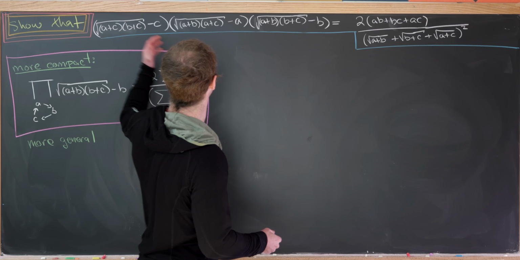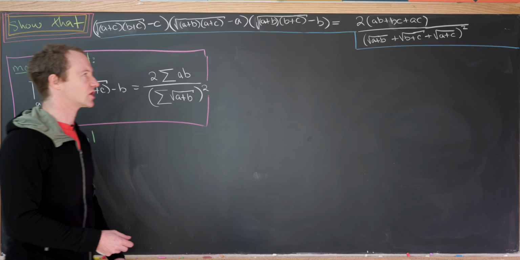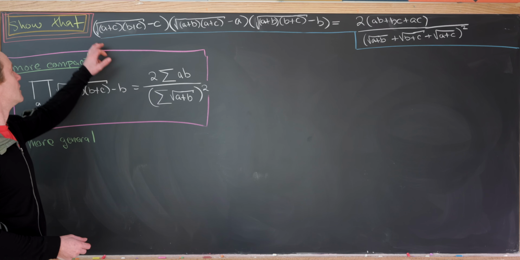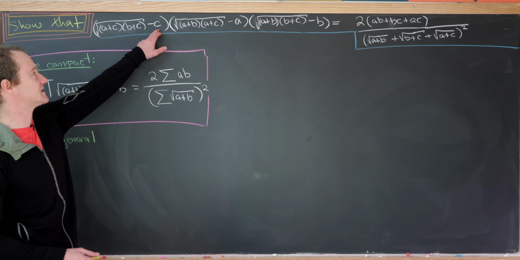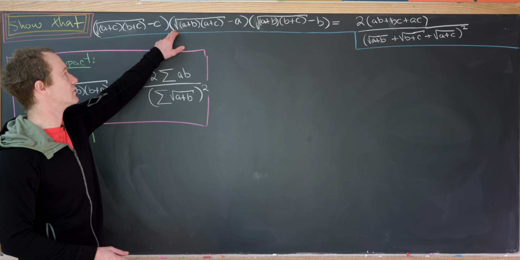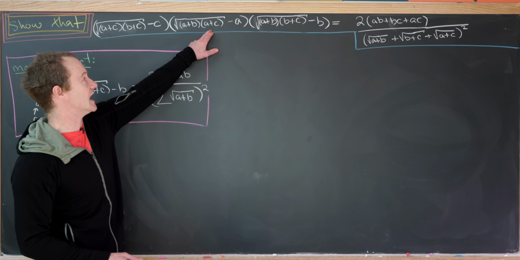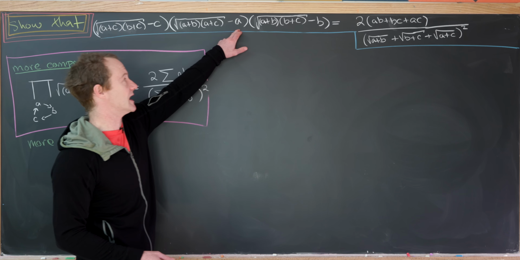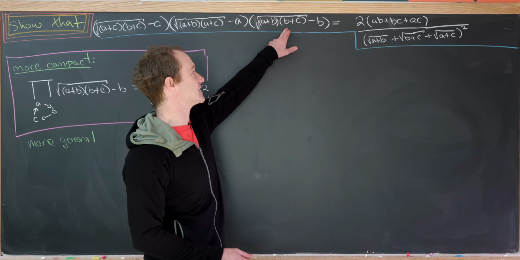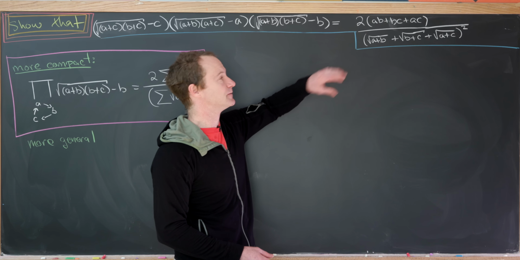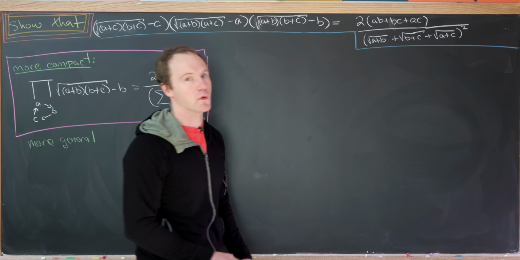So in particular, we've got this product of three terms on the left-hand side. We have the square root of a plus c times b plus c minus c, the square root of a plus b times a plus c minus a, then the square root of a plus b times b plus c minus b. Then on the right-hand side, we have a quotient.